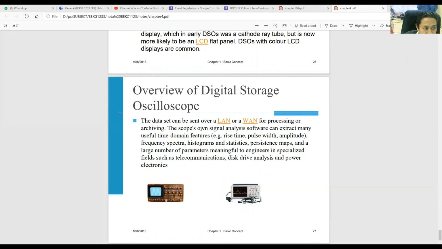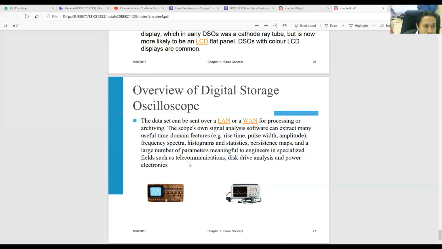The scope's signal analysis software can extract many useful time domain features. For example, we can calculate the rise time, pulse width, amplitude, also the overshoot, falling time, and so on. Frequency spectra, histograms, statistics, persistence maps, and a large number of parameters meaningful to engineers in specialized fields such as telecommunication, disk drive analysis, and power electronics. All right, so that's all for the theory.